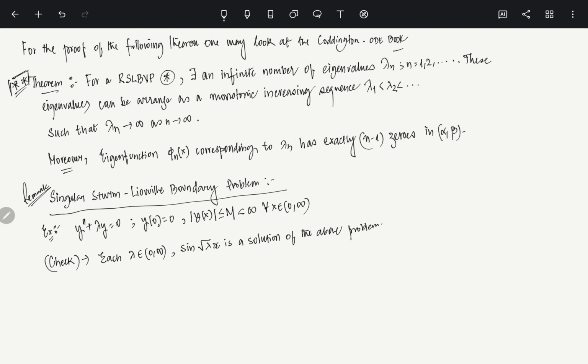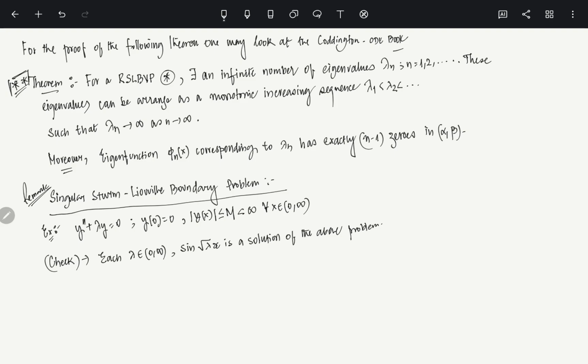What this implies is that this problem is definitely not a regular Sturm-Liouville boundary value problem. The theorem we just looked at said that for a regular Sturm-Liouville problem, you have a sequence of eigenvalues lambda 1, lambda 2, lambda 3, ..., lambda n, increasing to infinity. The spectrum, the set of eigenvalues, is discrete for a regular problem. For a singular Sturm-Liouville problem, this theorem does not hold, so the spectrum is not exactly discrete.